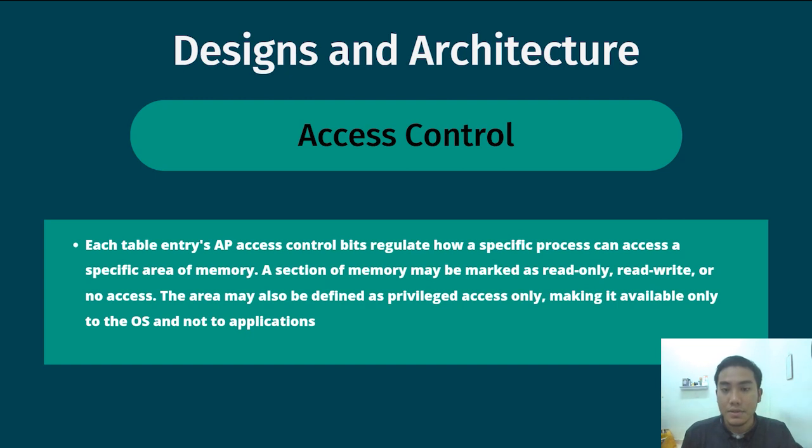Next is access control in design and architecture of ARM memory management. Each table entry's AP access control bits regulate how a specific process can access a specific area of memory. The section of memory may be marked as read-only, read-write, or no access. The area may also be defined as privileged access only, making it available only to the OS and not the application.